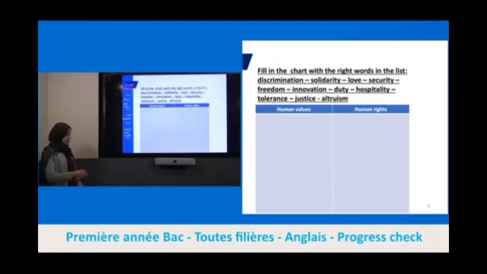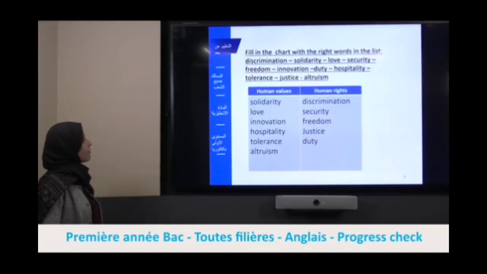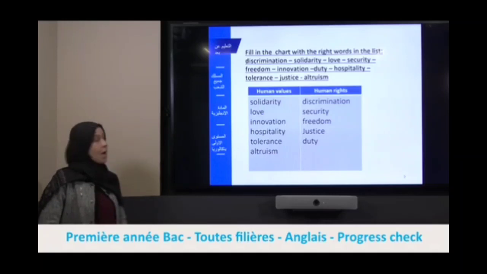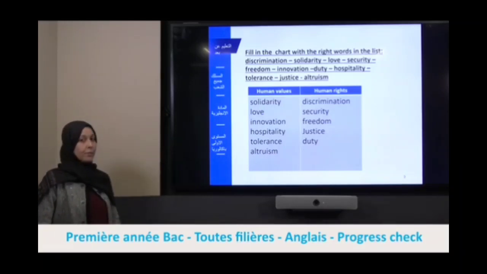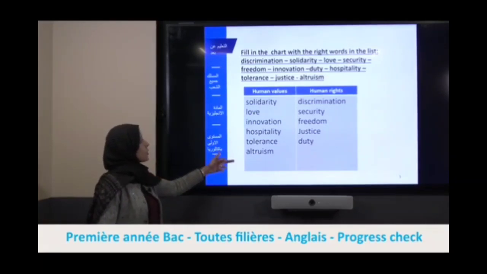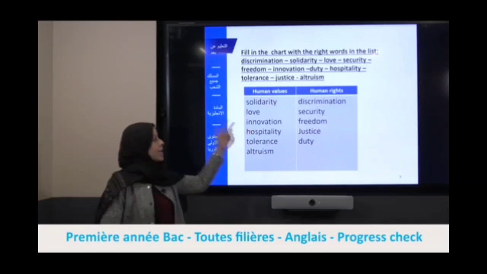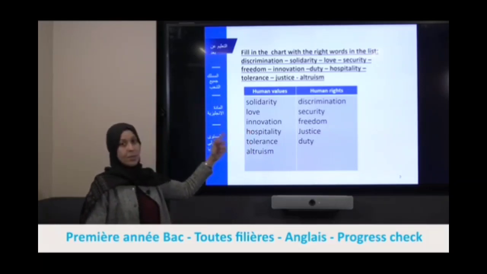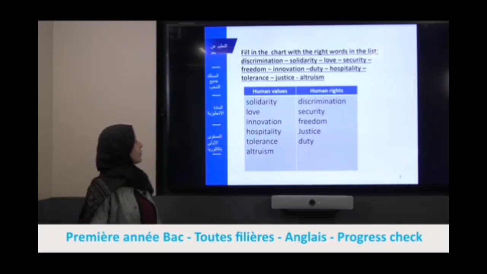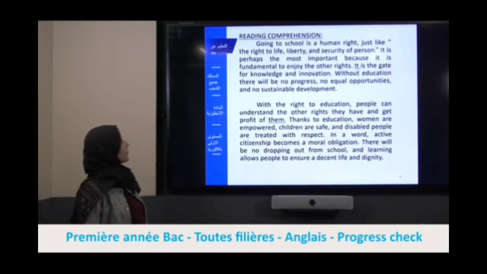So we check the answers. For human values, we have solidarity, love, innovation, hospitality, tolerance, altruism. For human rights, you have discrimination, security, freedom, justice, and duty. Let's move on to reading.